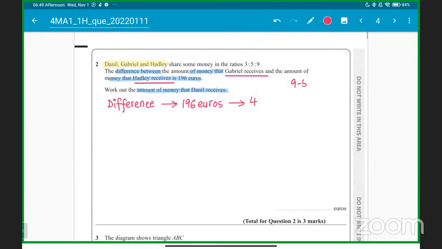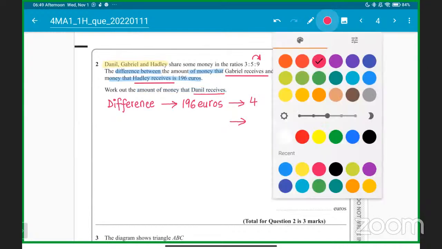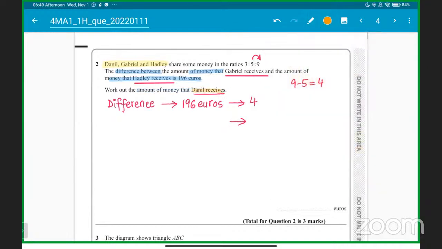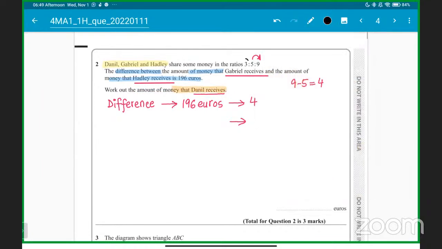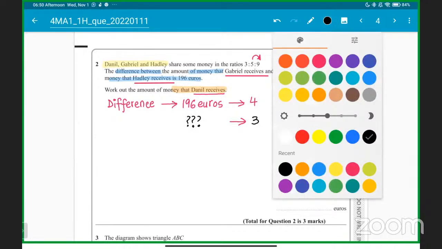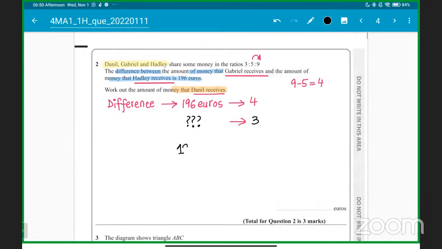Okay, got it? I found out the difference between them is 4 ratio. So 196 euros represents 4 ratio, and I have to find how much is received by Daniel. That's what the question asks. So if I have to find out how much Daniel receives, I'm going to put his ratio, that is 3. So Daniel will receive question mark how many euros. I'll do the cross multiplication here and I'll get the answer. 196 into 3 divided by 4 is the amount that Daniel received.